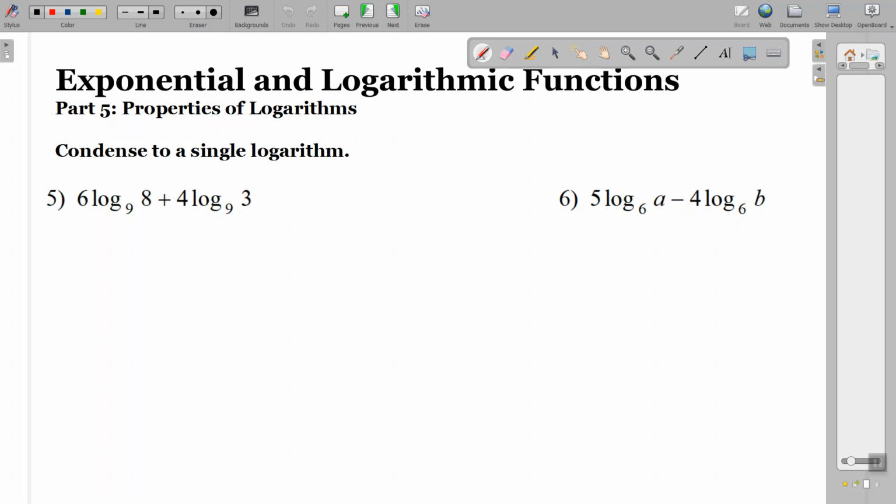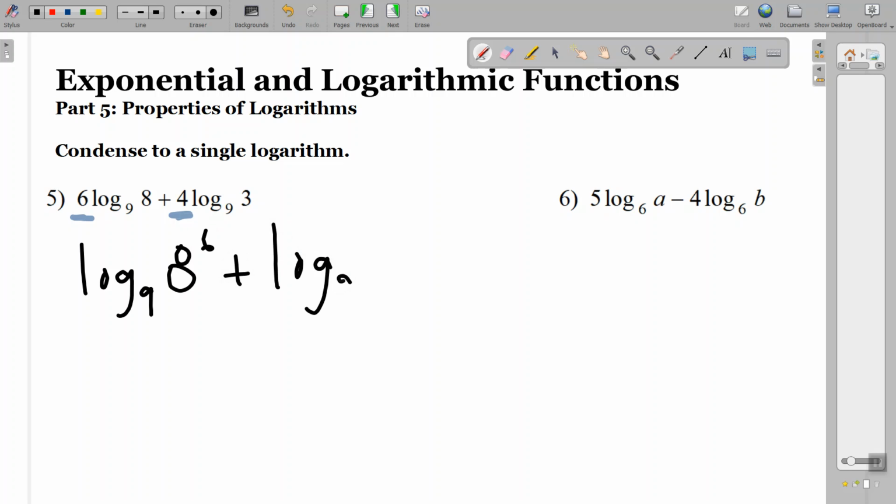All right, in both of these cases, I see a coefficient in the front. So where did that coefficient come from? It came from the fact that there was a power. So this is log base 9 of 8 to the 6th plus log base 9 of 3 to the 4th. I also see that these logarithms are separated by an addition. Where did the addition come from? The addition came from the fact that the single logarithm contained multiplication.